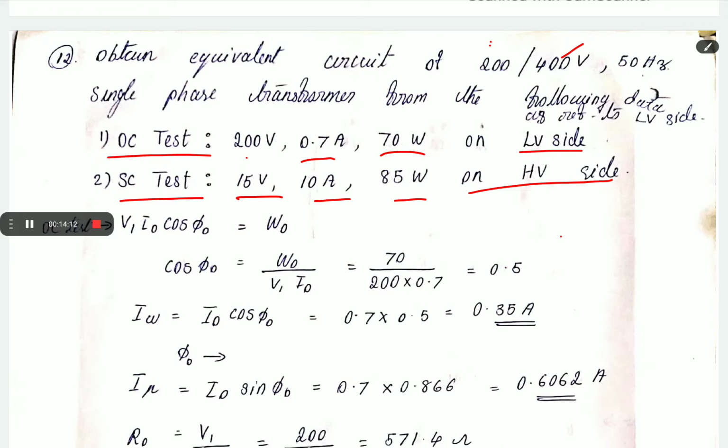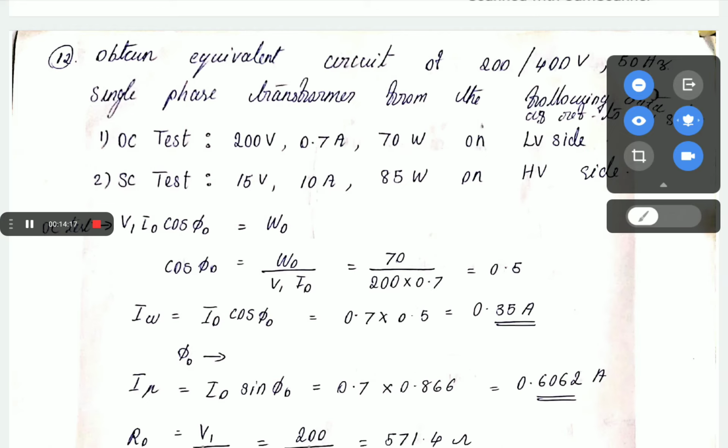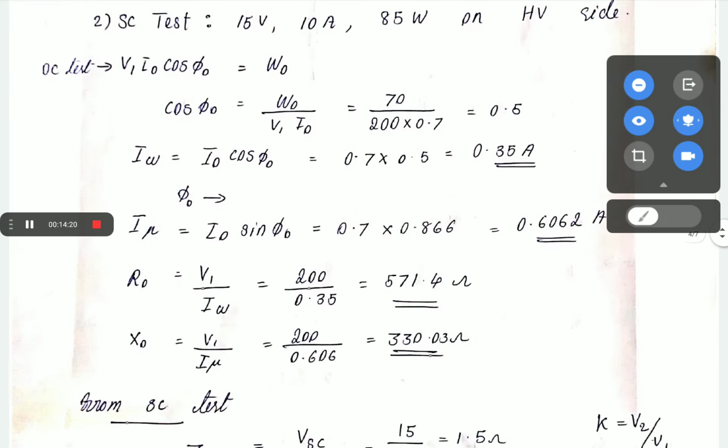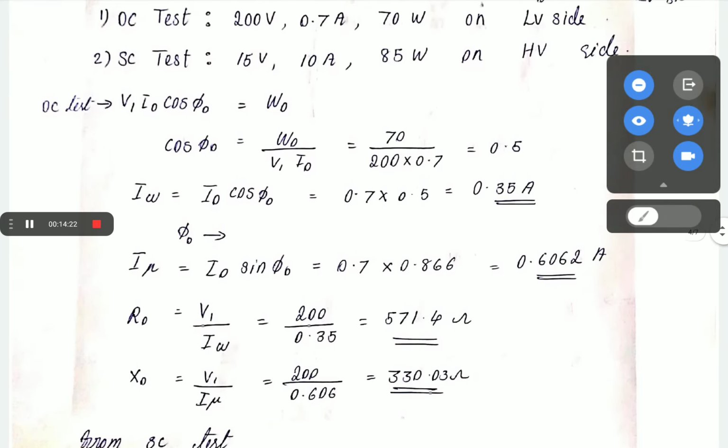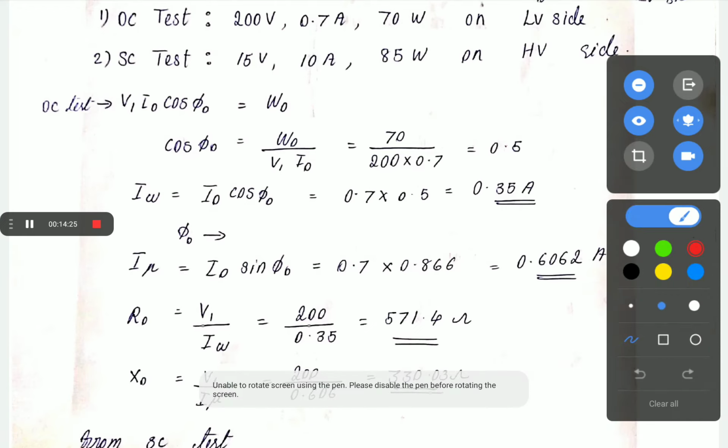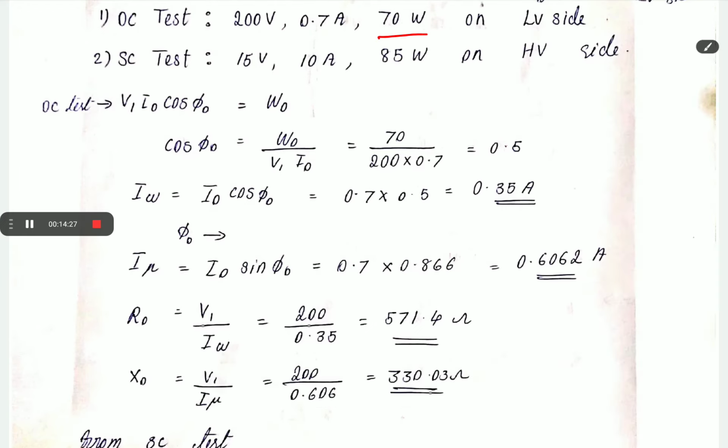So first we take the OC data, open circuit test data. Here power is given as 70 watt. We know the equation V1 I0 cos phi 0 is equal to W0. Substitute this power 70 watt as our no load power. V1 is given, I0 is given, so you will get the power factor cos phi 0 from this equation as 0.5. Let's calculate.